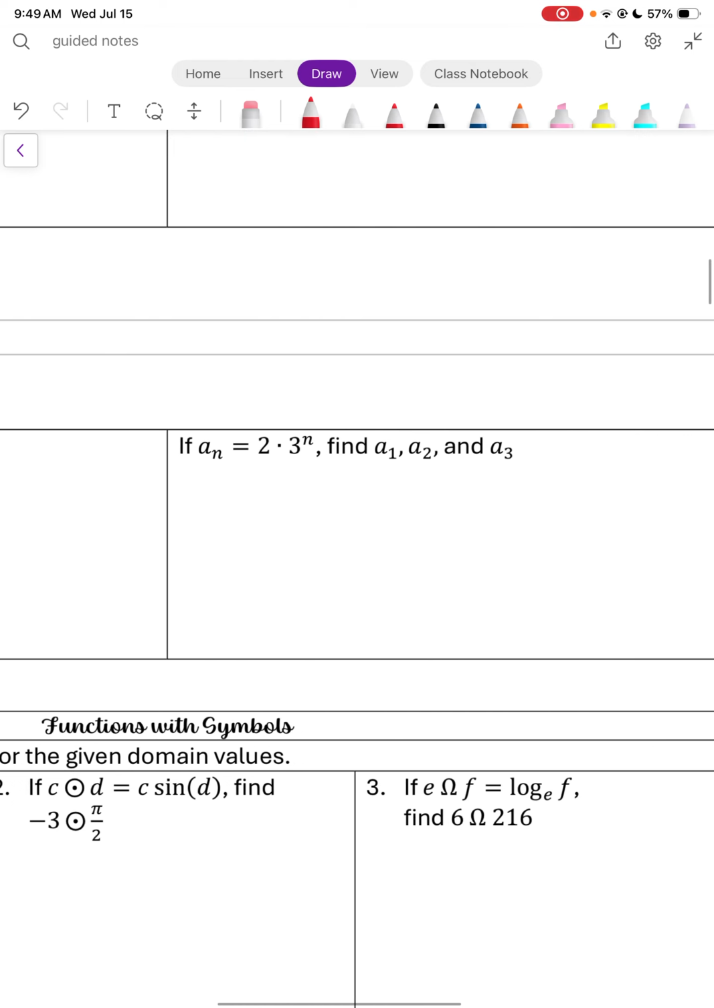Here's another one of the exact same type. Again, we have a function notation. Anywhere we have an n, we're going to plug in the value it says to plug in. So a of 1 is going to be 2 times 3 to the first. A of 2 is going to be 2 times 3 to the second. A of 3 is going to be 2 times 3 to the third. So our three answers are going to be 6. Make sure you do exponents before multiplication: 18 and 54.